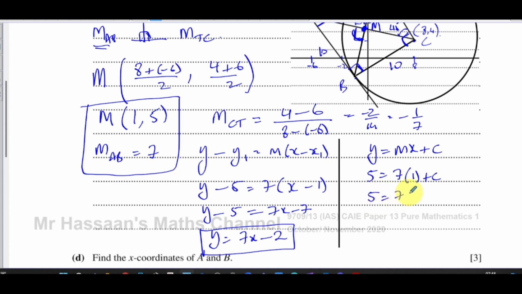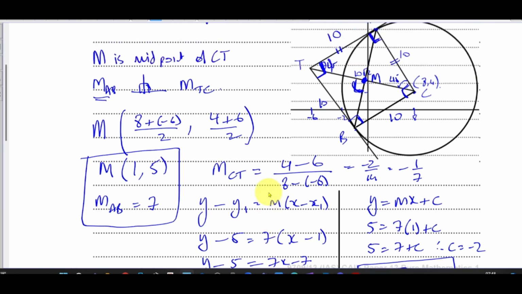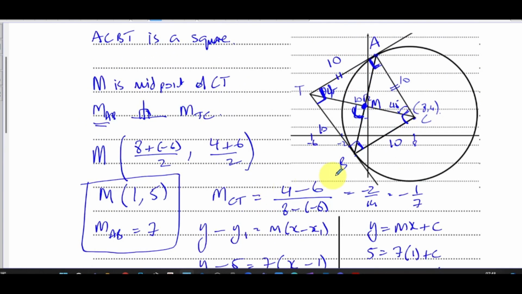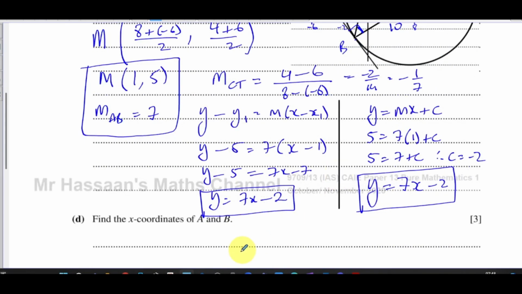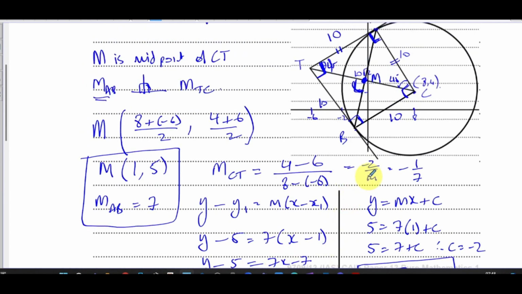So 5 equals 7 plus c. So therefore c equals 5 minus 7, which is negative 2. So then we write y equals m, which is, as we worked out, 7, x minus 2. So those are two ways of answering that question. And that's the answer to part C. Now we have to find the x coordinates of A and B.